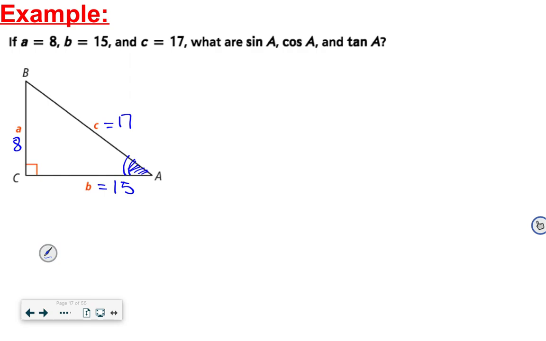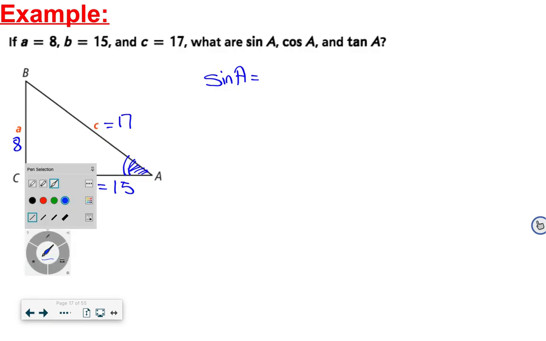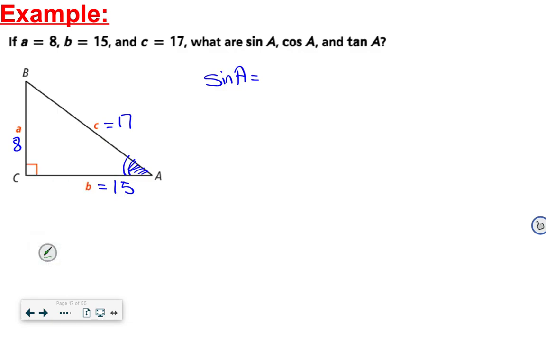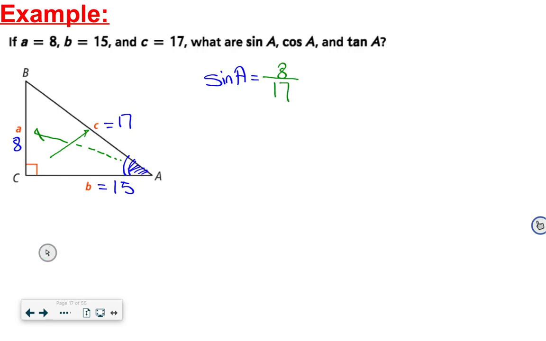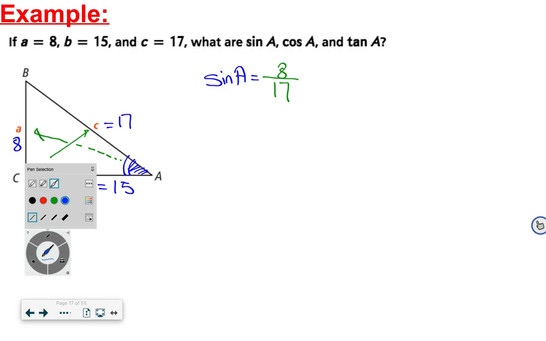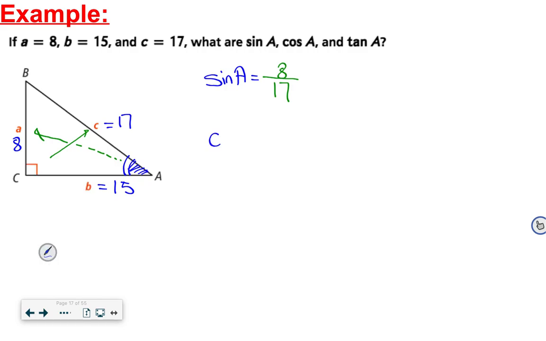Let's start with the sine function. Sine A, remember that sine can be calculated as opposite over hypotenuse. The opposite side is 8 over the hypotenuse 17. 8 over 17 is your answer. What is the cosine A?